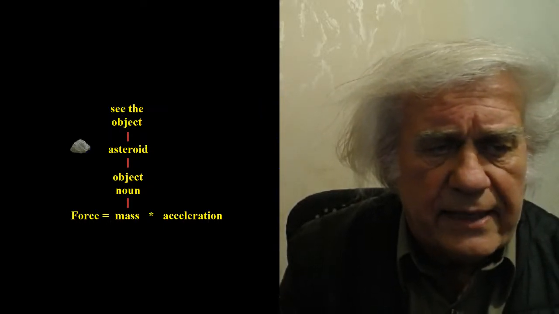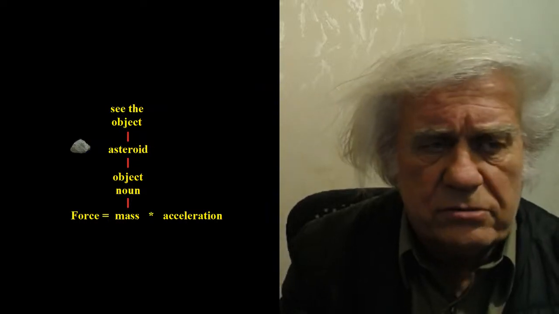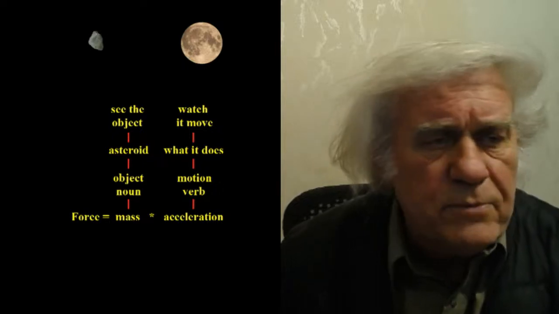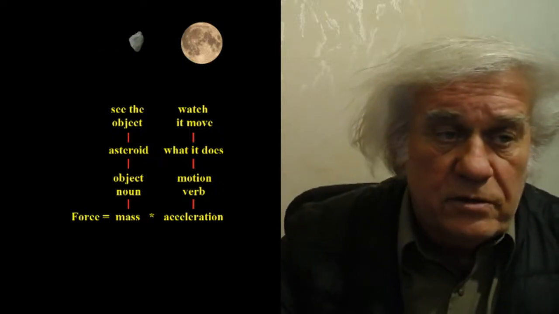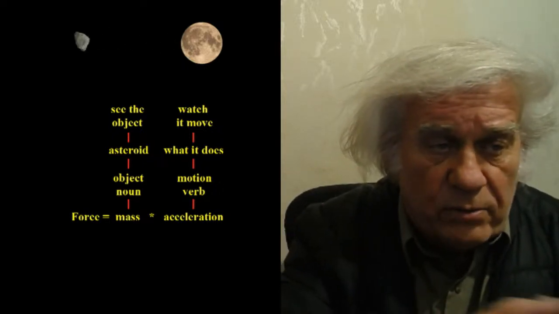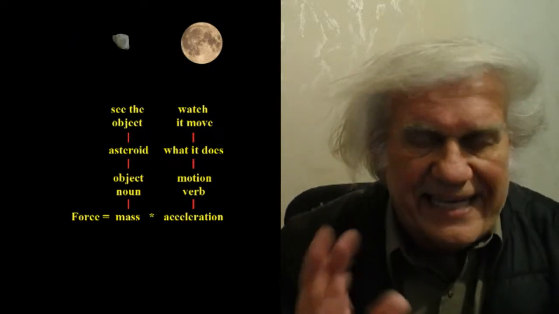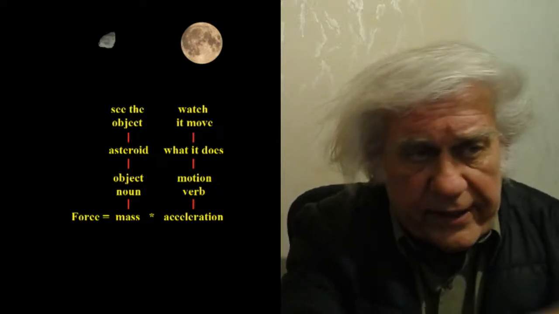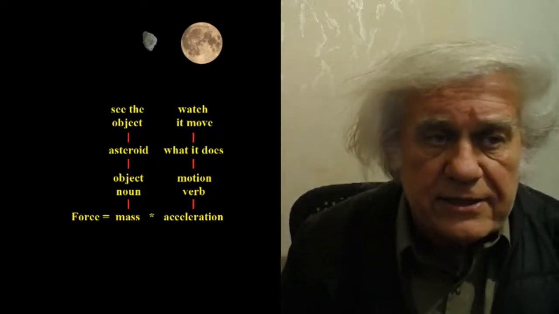Now what's that thing called acceleration? Acceleration goes like this. It's what the mass does, what the object does. In this case, the asteroid is flying towards the moon. We can watch it move. It's all there in front. So we have both words kind of accounted for. We have the mass, the object. We have what it's doing, which is the verb there, the motion of the asteroid.